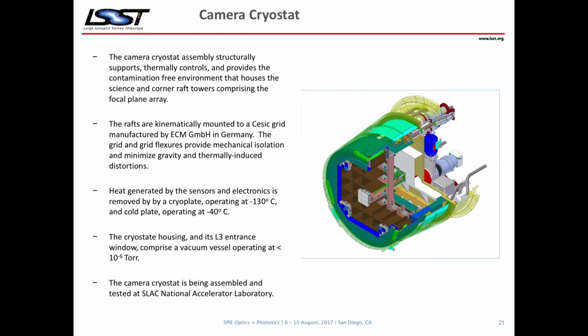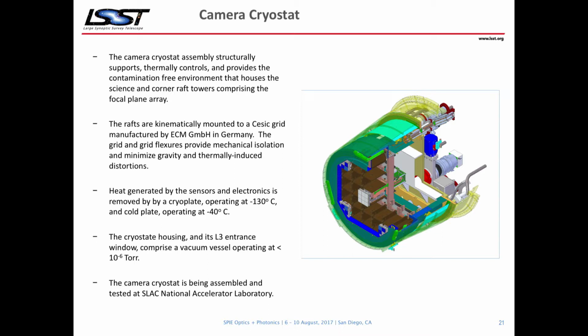The camera cryostat is also a fairly complex beast. It has to support both structurally and thermally the full focal plane and provide the contamination control as well. The rafts are mounted kinematically to a CSIC grid, which was manufactured in Germany at a company called ECM Corporation. That grid had to be mechanically precise, and we chose the ceramic, obviously, for its stability. The heat generated by the electronics, and as I mentioned, there are a lot of channels of electronics, has to be carried out, and so we have a complex refrigeration system for that, which uses a mixed refrigerant technology.